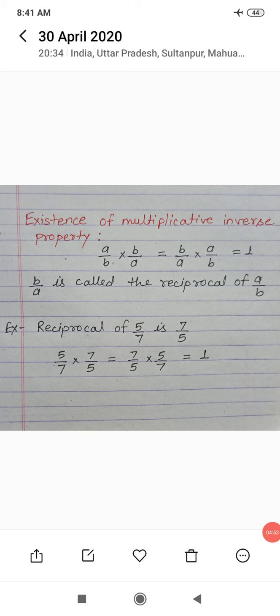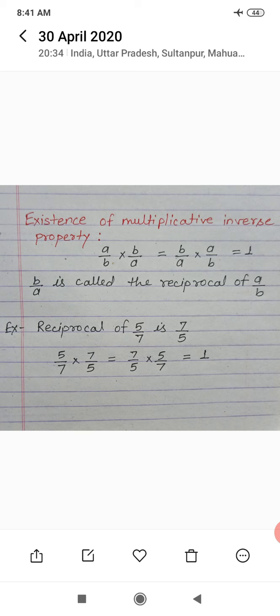Existence of multiplicative inverse property. Every non-zero rational number a/b has its multiplicative inverse b/a. Thus a/b × b/a = b/a × a/b = 1. b/a is called the reciprocal of a/b. Clearly 0 has no reciprocal. Reciprocal of 1 is 1 and the reciprocal of −1 is −1.